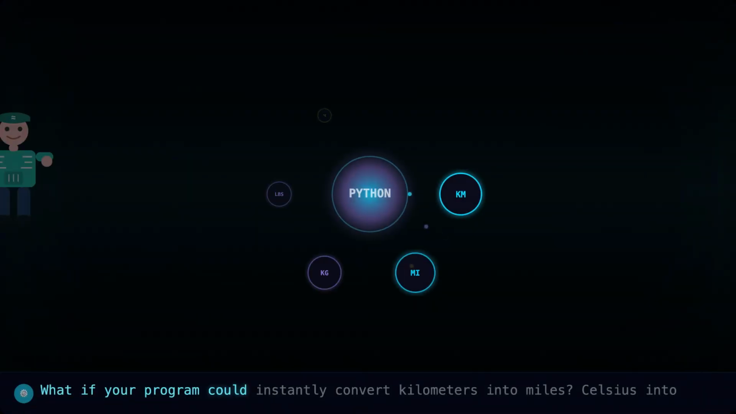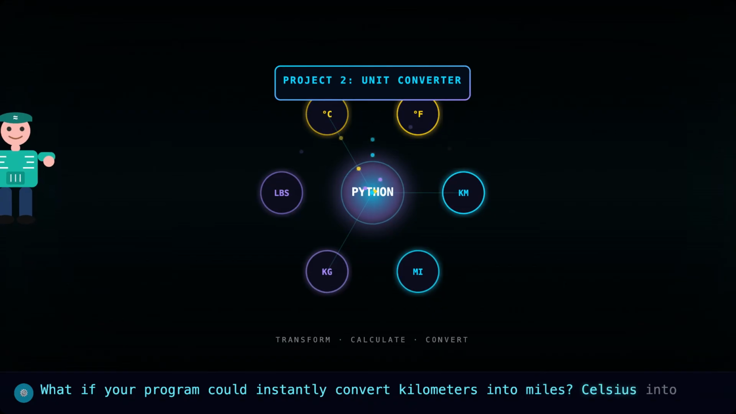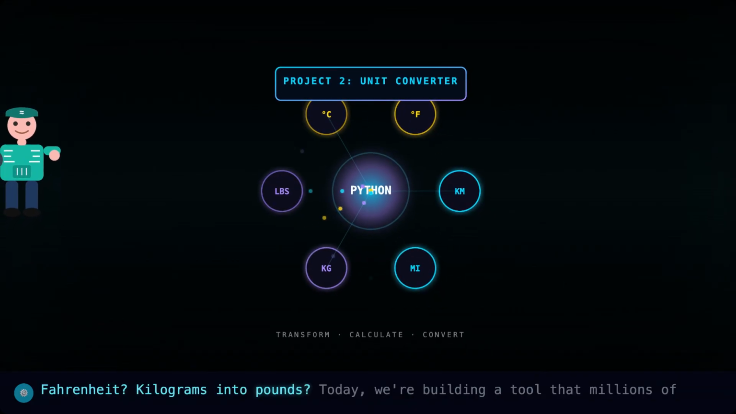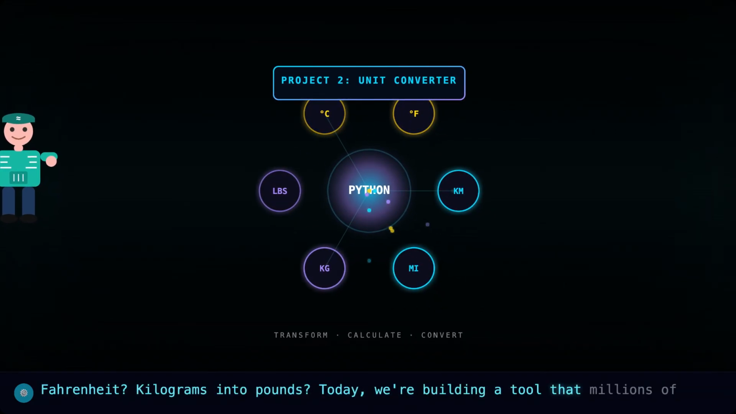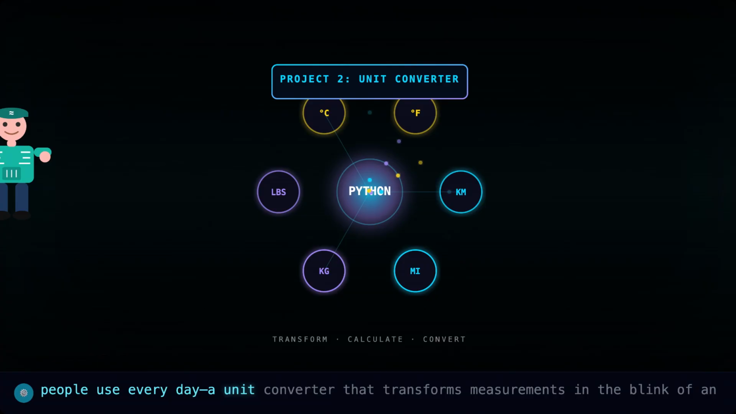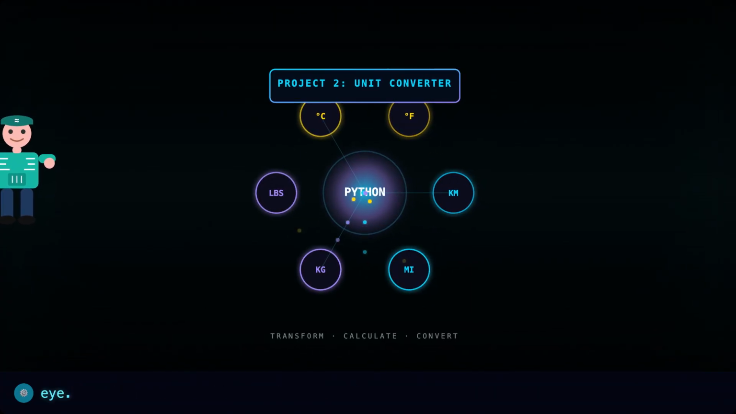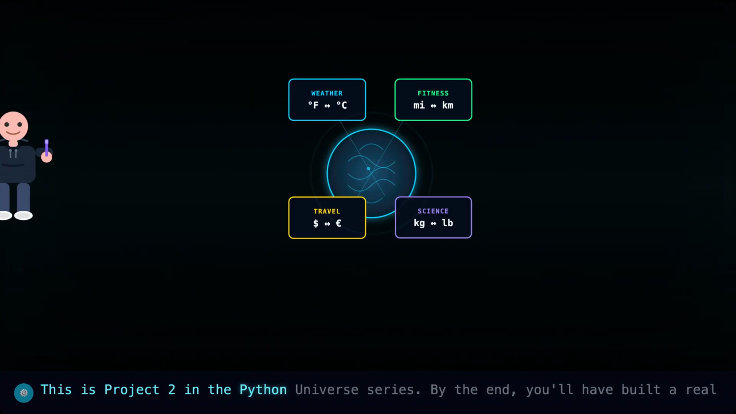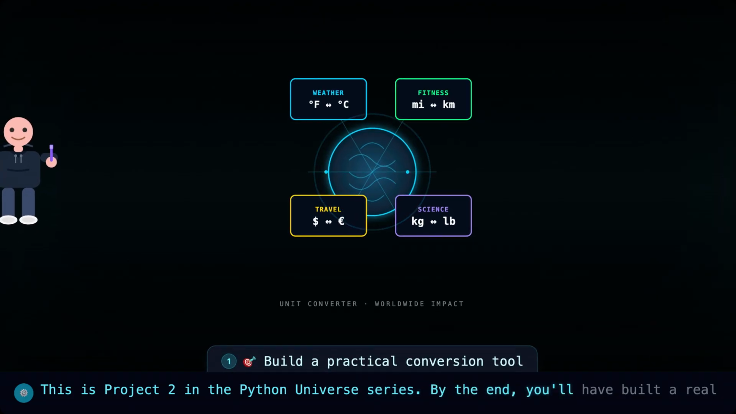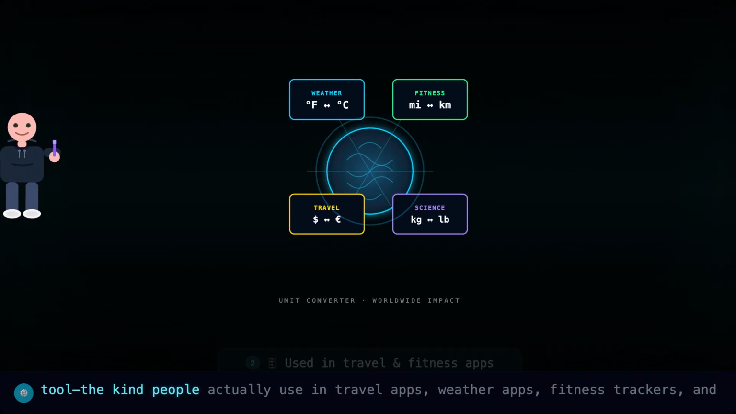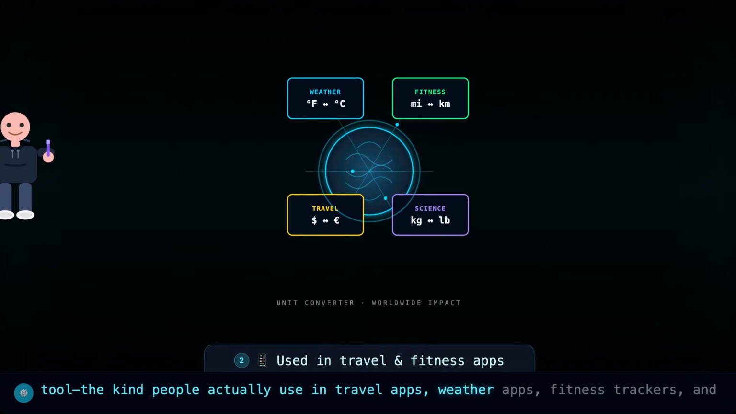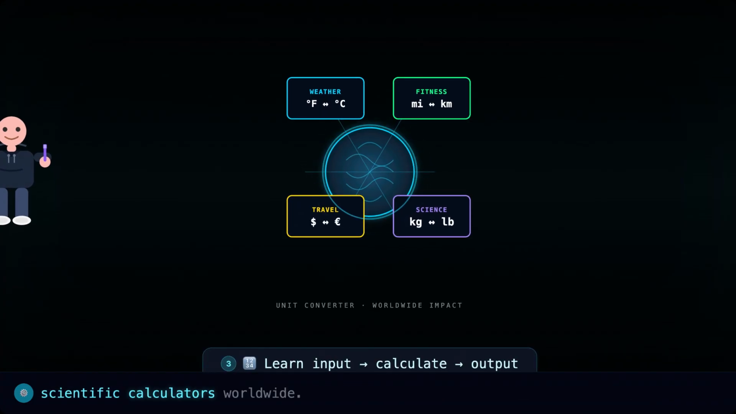What if your program could instantly convert kilometers into miles, Celsius into Fahrenheit, kilograms into pounds? Today, we're building a tool that millions of people use every day, a unit converter that transforms measurements in the blink of an eye. This is Project 2 in the Python Universe series. By the end, you'll have built a real tool, the kind people actually use in travel apps, weather apps, fitness trackers, and scientific calculators worldwide.